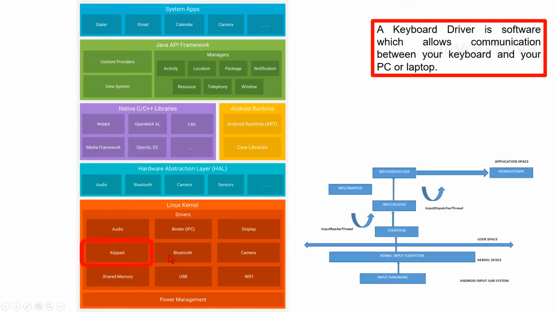Now we are considering the keyboard. A keyboard driver is software which allows communication between your keyboard and your PC or laptop, basically. Here you can see the Android input subsystem. Below this is an architecture diagram for the basic working model of the Android input subsystem. We will explain each of these blocks and how they are intertwined to achieve the user input interface use cases.